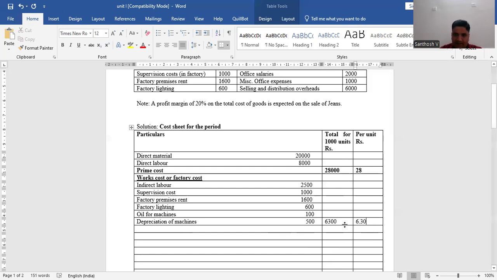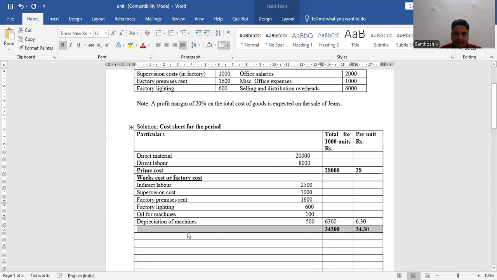6.30. Okay. And then after this, what you're going to do is 28,000 plus 6,300. So add together, you will get 34,300. Then 34,300 divided by 1,000 units, in the sense you will get 34.30. Okay, so I'm going to highlight this one.